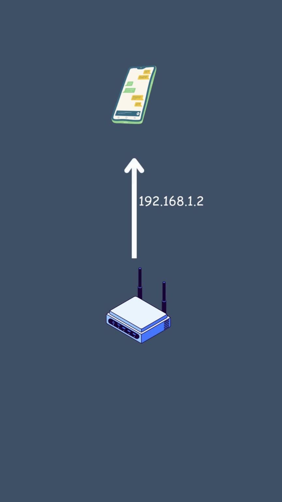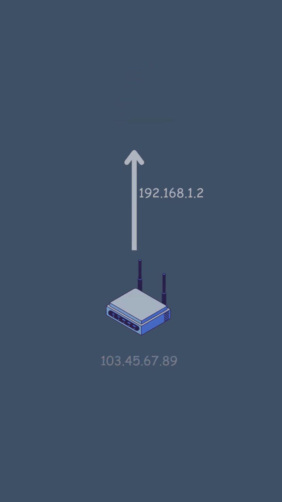Here's a quick example. Your phone gets 192.168.1.2 inside your home network, private. Your router uses a public IP like 103.45.67.89 to talk to the internet.